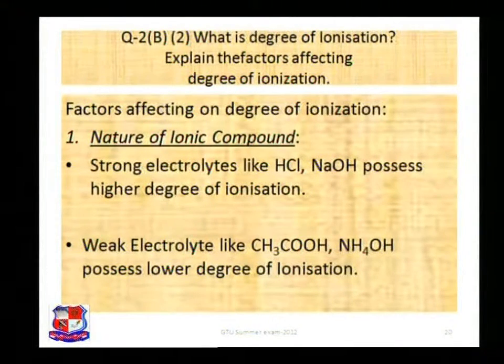Let us try to understand the next question, that is question 2b. Second, what is the degree of ionization? Explain the factors affecting degree of ionization. For that, first we will put up the factors. The first factor is the nature of the ionic compound. For example, strong electrolytes like HCl, NaOH will possess a higher degree of ionization. And if there is a weak electrolyte like acetic acid, ammonium hydroxide, then it will have a lower degree of ionization. So the first factor is the nature of the ionic compound.